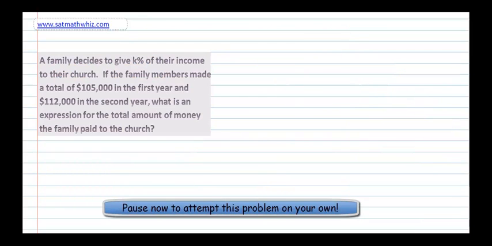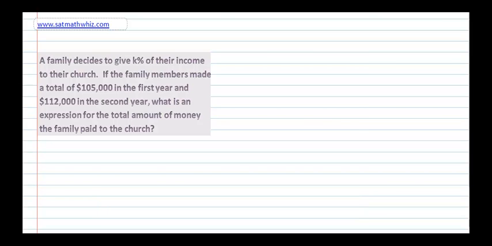Next problem. A family decides to give k percent of their income to their church. If the family members made a total of $105,000 in the first year and $112,000 in the second year, what is an expression for the total amount of money the family paid to the church? Well, what is the total amount of money that the family paid to the church? $105,000 plus $112,000, which equals $217,000.